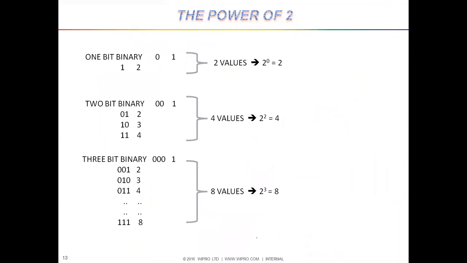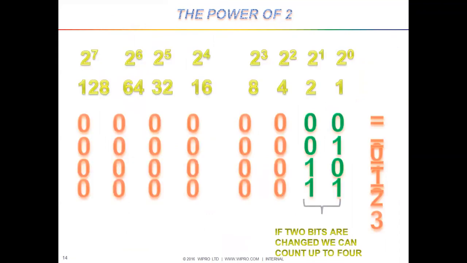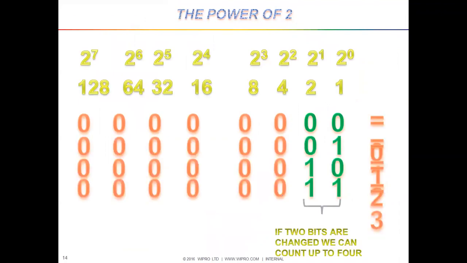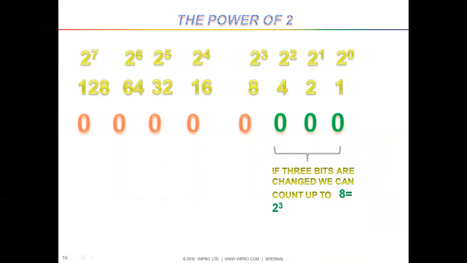So how does subnetting work? The power of 2. If you remember, 2 to the power 0 is 1, 2 to the power 1 is 2, 2 to the power 2 is 4, 2 to the power 3 is 8. If 2 bits are changed, we can count up to 4. So 2 bits change means 00, 01, 10, 11. If 3 bits are changed, we can count up to 8.